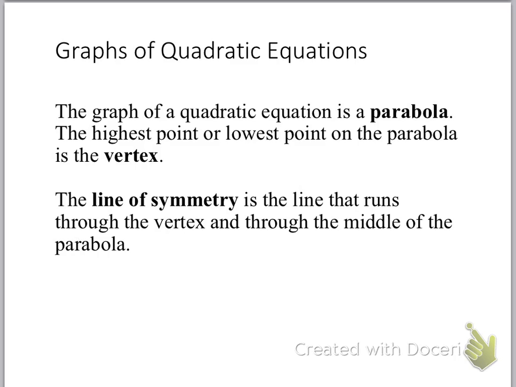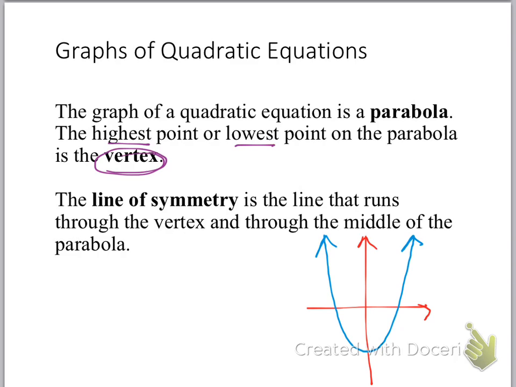So graphs of quadratic equations form what we call a parabola. So this is my coordinate plane, and the graph is going to form a U shape called a parabola. The highest or lowest point on the parabola is called the vertex. That's this point here, the vertex. The line of symmetry is the line that runs through the vertex and through the middle of the parabola. If I were to fold the parabola in half, it would fall on that line of symmetry. Symmetry.